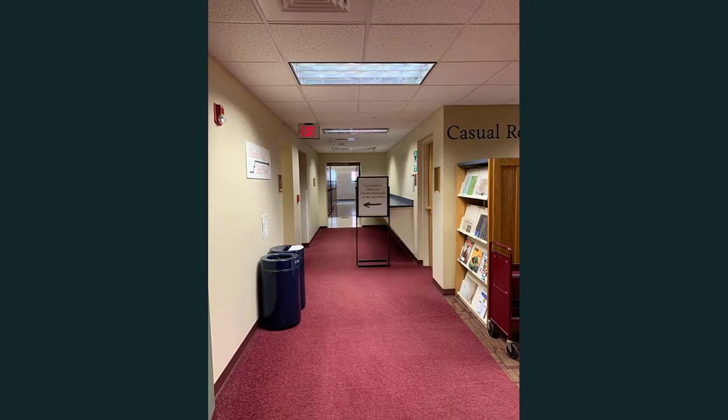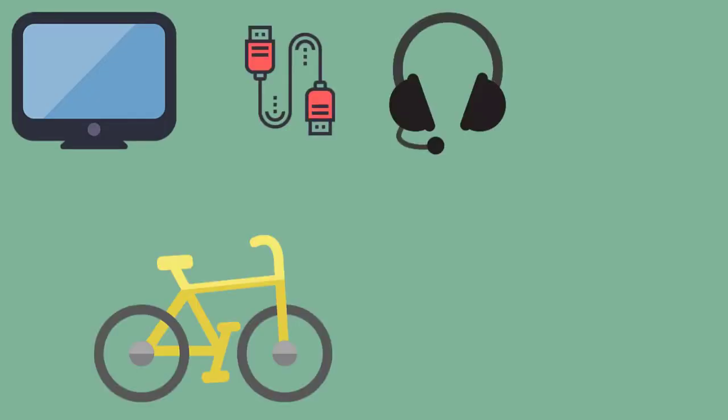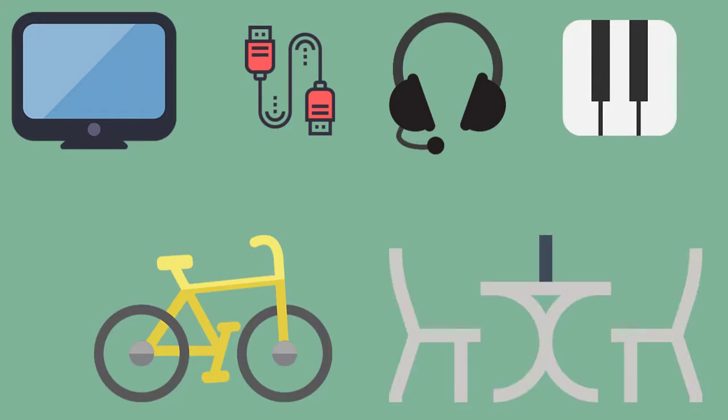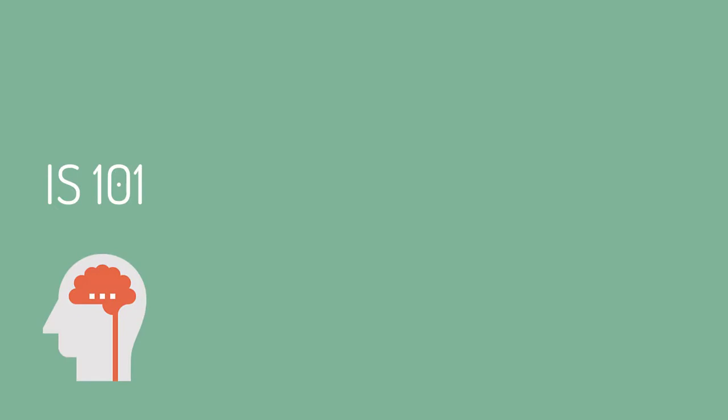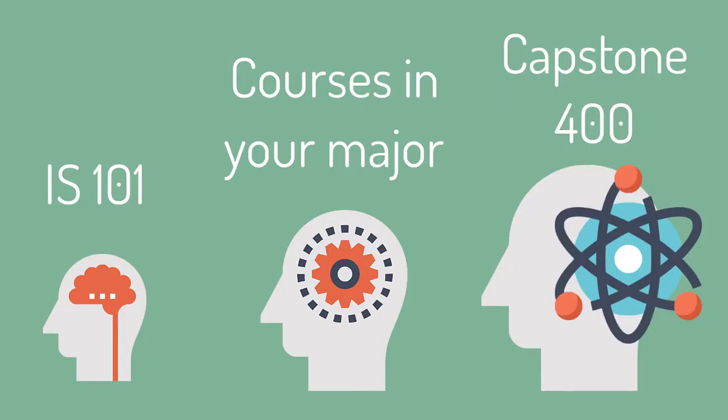In addition to these types of sources, the library also has technology, equipment, bikes, world music instruments, camp chairs, and more available for checkout. The methods in this video can be applied from your first research project at Wartburg to your last. But the methods we listed here are only the beginning.